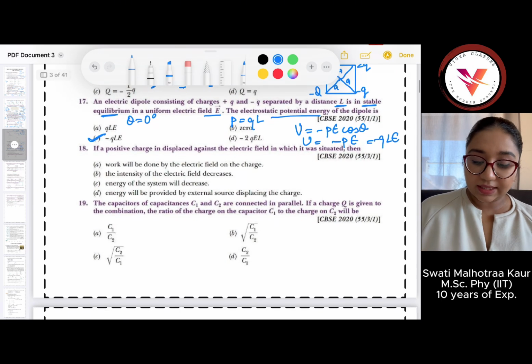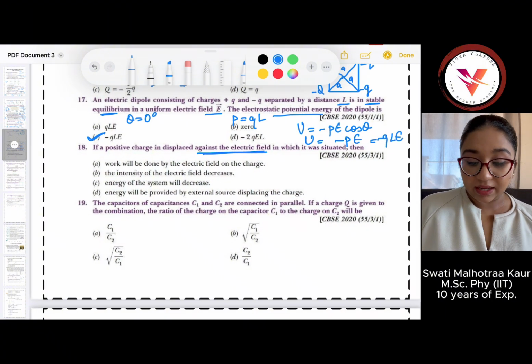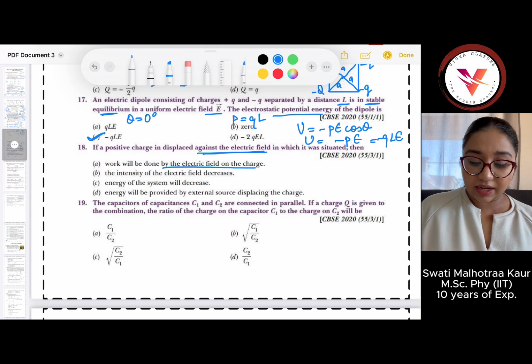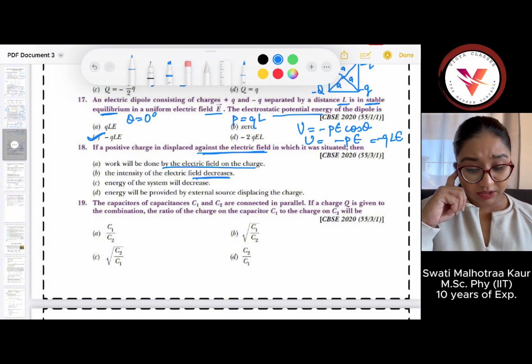Okay, so the next is, if a positive charge is displaced against the electric field in which it was situated, then work will be done by the electric field on the charge. No, because it moves against. The electric intensity of electric field decreases. There is no change in electric field due to displacing the charge. Energy of a system will decrease.